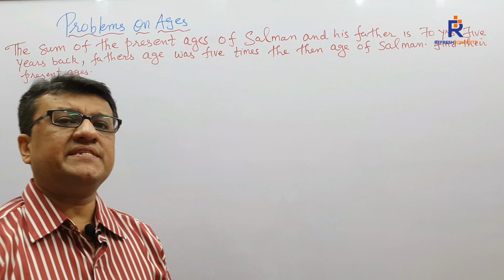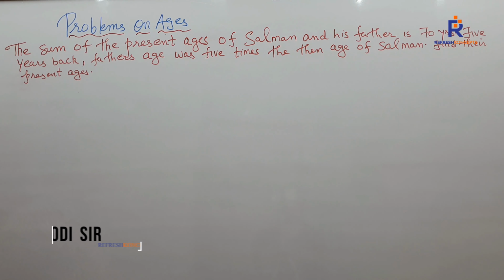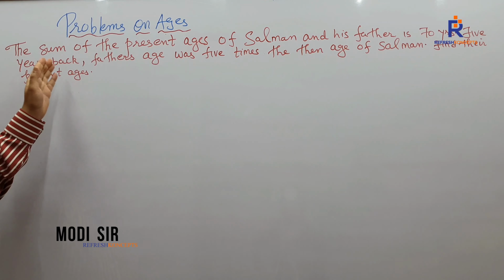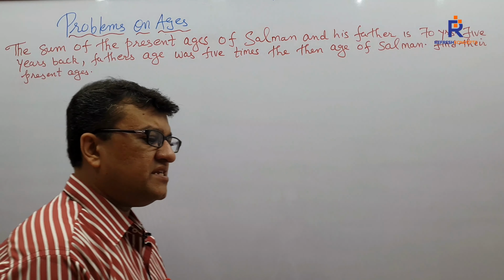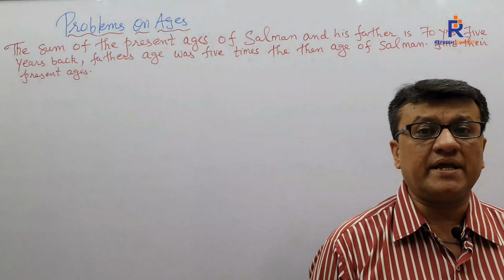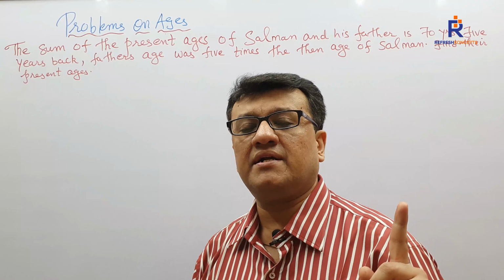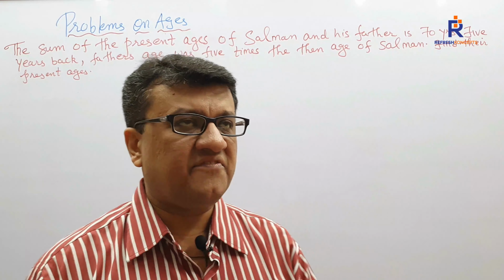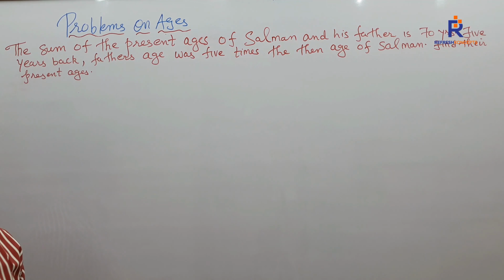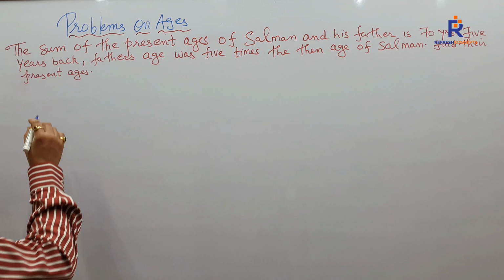Children, let's see the second sum, which is problems on ages. The sum of the present age of Salman and his father is 70 years. So as we have seen the first sum, can you tell me what are the two parameters? The two parameters are nothing but the present age of Salman and the present age of his father. So let me not read the entire sum. Let me write down those initial conditions.